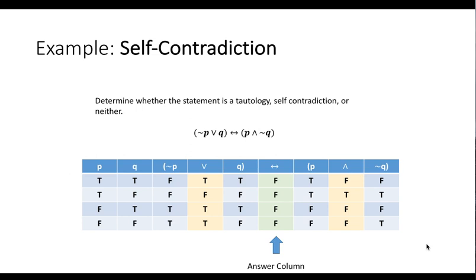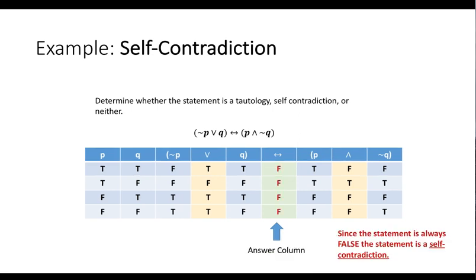So you'll see that my answer column is all falses. Since the statement is always false, then this statement is called a self-contradiction. The answer column is all falses, so this statement is a self-contradiction.